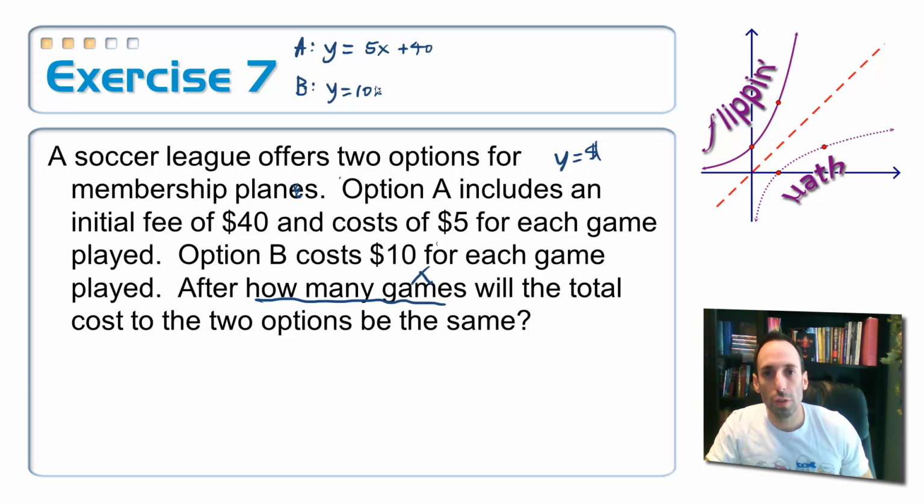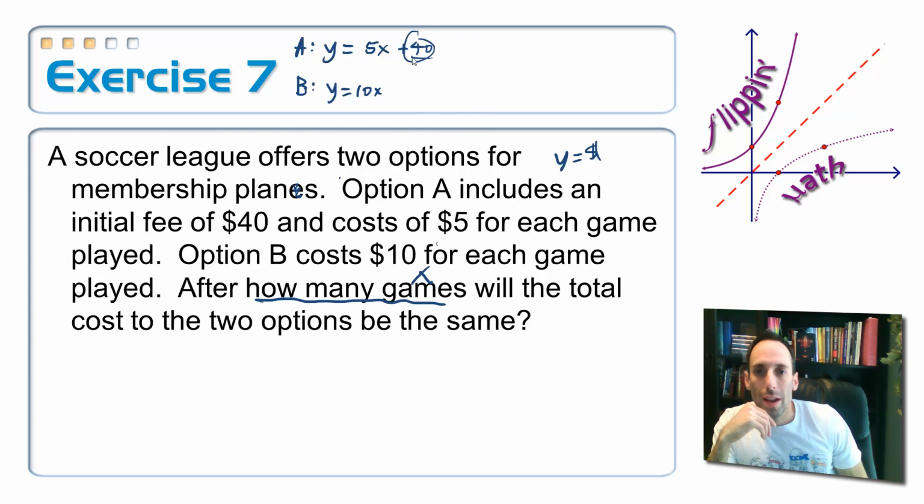So you can see that option B is a little bit cheaper, or at least it is at first, because if you play one game in option B, it's just $10. If you play one game in option A, you already have to pay 40 plus an extra $5 for that game. That's 45 bucks. So our question is how many games do you have to play so that these plans balance each other out? So what we were doing in this previous lesson is we were just graphing each one of these and seeing where they intersect.